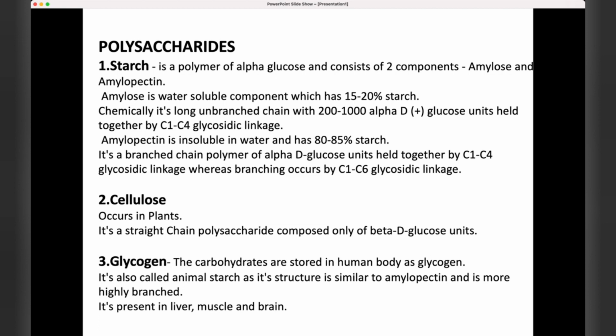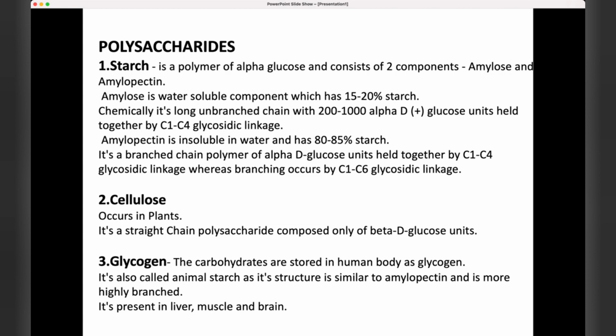Chemically, it's an unbranched long chain with around 200 to 1000 alpha D plus glucose units, held together by C1 to C4 glycosidic linkage. Whereas amylopectin is insoluble in water. That is a major difference between amylose and amylopectin. Amylose is water soluble, whereas amylopectin is insoluble in water, and it makes up 80 to 85% of starch. It is a branched chain polymer with alpha D glucose units held together by C1 to C4 glycosidic linkage, and branching occurs by C1 to C6 glycosidic linkage.